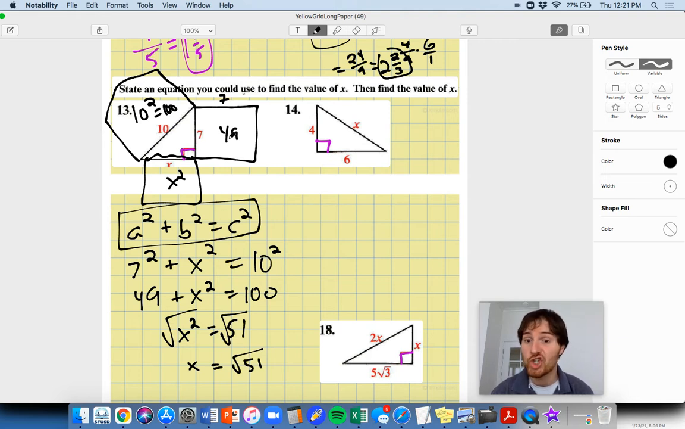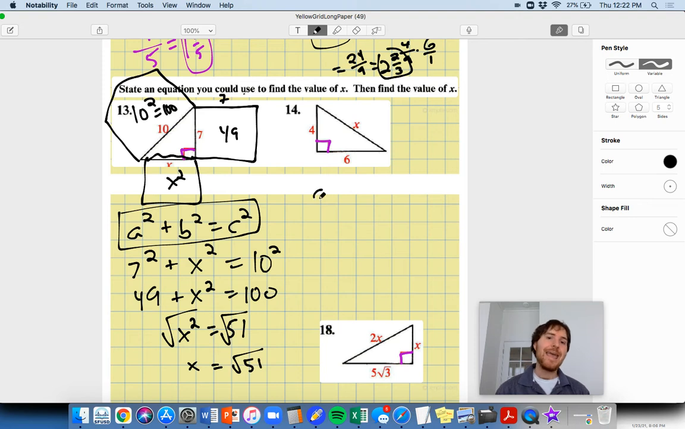Square root of 51 is larger than 7, right? The square root of 49. So it's not an isosceles triangle. You can deduce that, right? So that's a good question, actually. I'd ask you, is this an isosceles triangle? And you can prove something's isosceles just by doing the Pythagorean theorem of a problem like this. Interesting. All right, next one up, we have number 14.